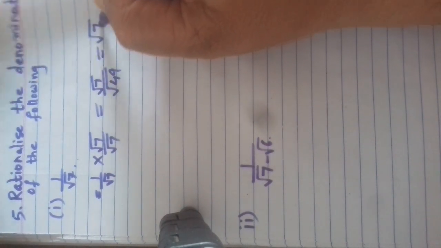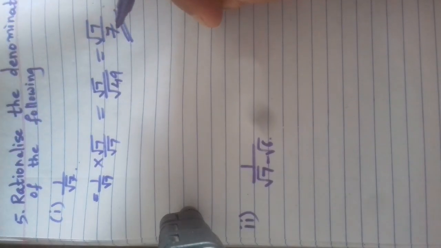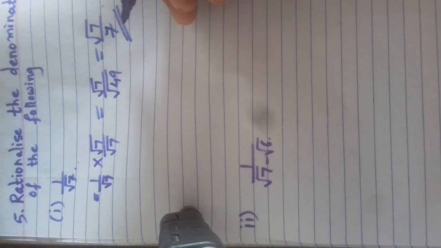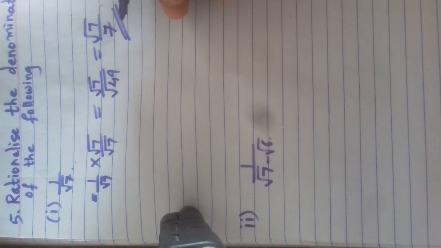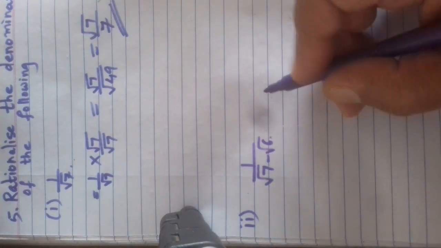So what do you get? Root 7 by square root of 49, which is 7. So you can see the denominator is rationalized. It is not an irrational number now. Okay. Let us see the second sub question of this.